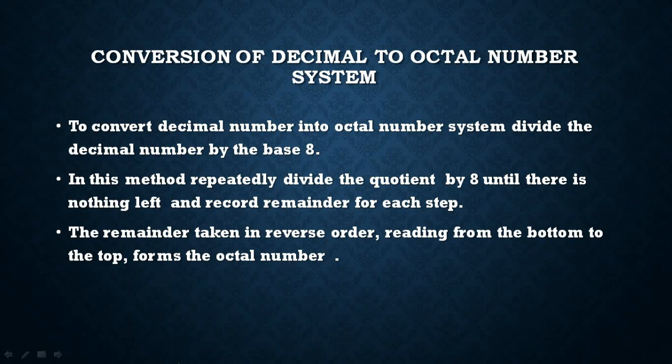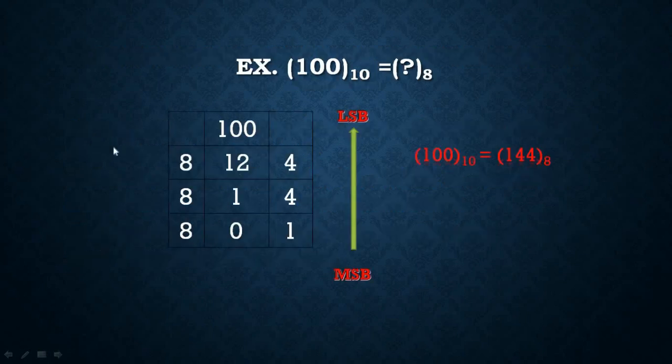So by using these steps we solve an example to convert the decimal number into the octal number system. Here we take the example 100 to the base 10. This is the decimal number and we have to convert it into the octal number system. Again it is an integral decimal number, so we divide it by 8. Here we again take 3 columns: one for the divisor, second for the quotient, and third for the remainder. When we divide the decimal number 100 by 8, we get the quotient 12 and the remainder is 4.